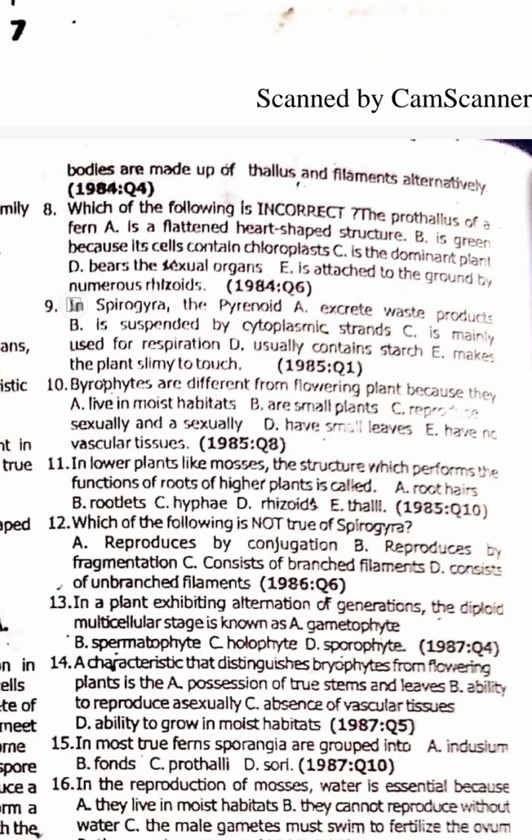Which of the following is incorrect? They say the prothallus of a fern is the dominant plant. No, the prothallus of a fern is not the dominant plant. Rather, the sporophyte is the dominant plant, because prothallus equals gametophyte. It's not dominant in a fern. So I'll go again: the sporophyte is the dominant plant, not the gametophyte. The gametophyte is the early stage.